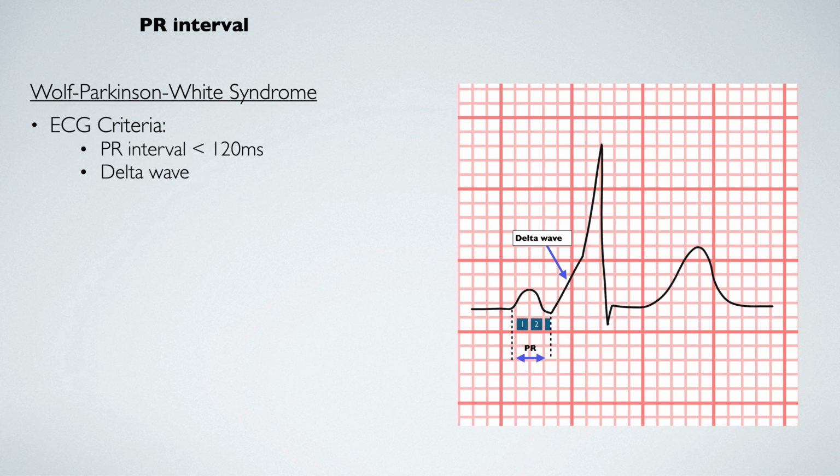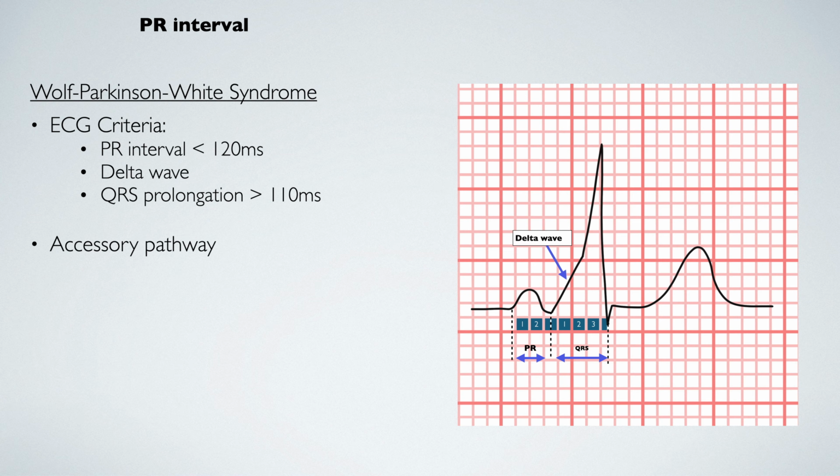A delta wave should be present, and the QRS complex is artificially prolonged due to the presence of the delta wave. The QRS complex should be greater than 110 milliseconds. In our example, the QRS complex is around 4 small squares in duration, which is 160 milliseconds.